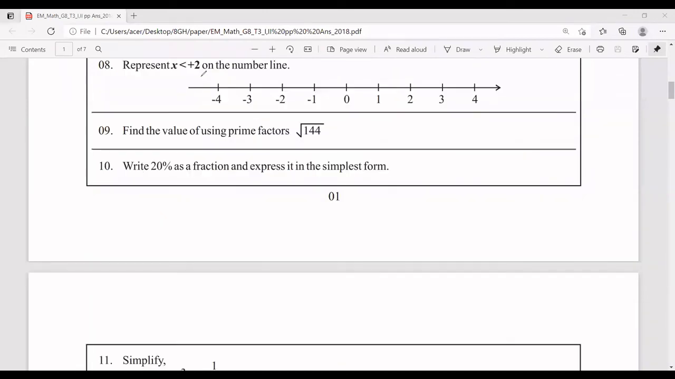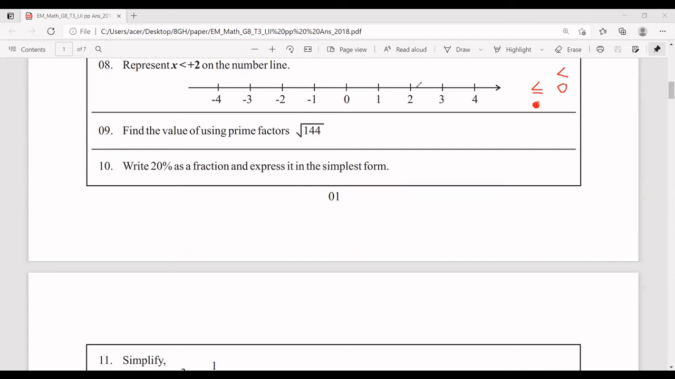Represent x less than 2 on the number line. Can you remember the method? If this sign is there, unshaded circle. If this sign is there, then shaded circle. So here, is plus 2 shaded or unshaded? Unshaded. Yes, very good.